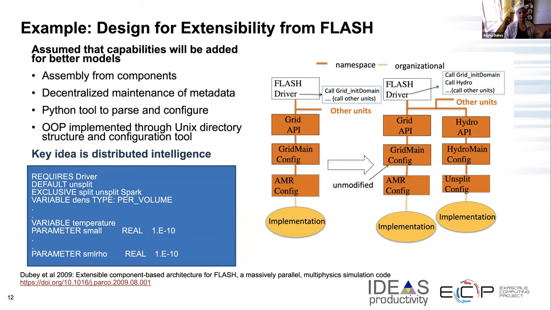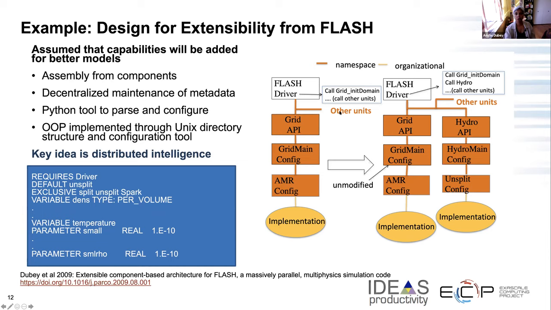So here is a design for extensibility from Flash, which had the extensibility built into it. And you don't really need to see the details of any of these; they are there just to demonstrate the concept. Flash got designed for extensibility because the assumption was that capabilities would be added for better models in future. So this is an example.